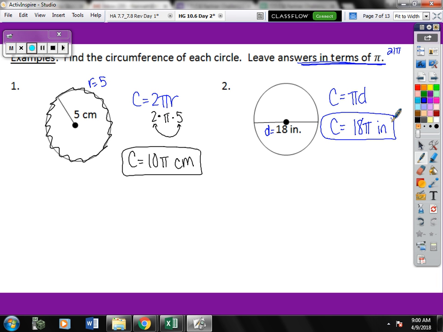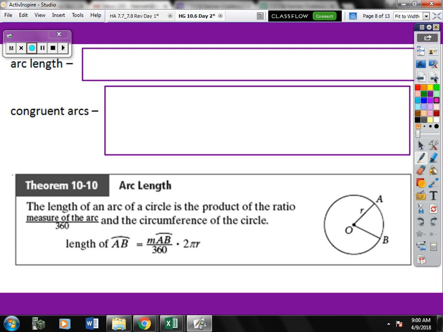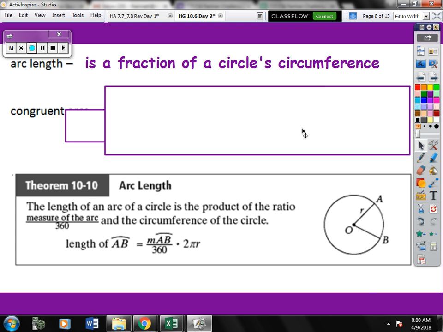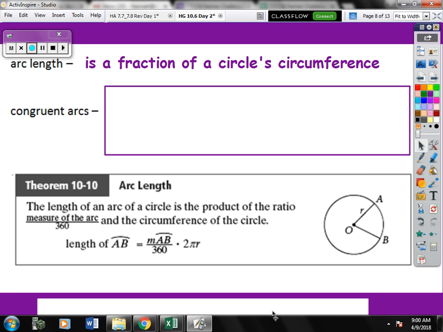Now what we're going to do the rest of the lesson is we're actually going to look at the length of an arc. So instead of finding the distance around the whole circle, we'll just find the distance around part of it. So that is called the arc length. It is a fraction of a circle's circumference, or a portion of a circle's circumference.